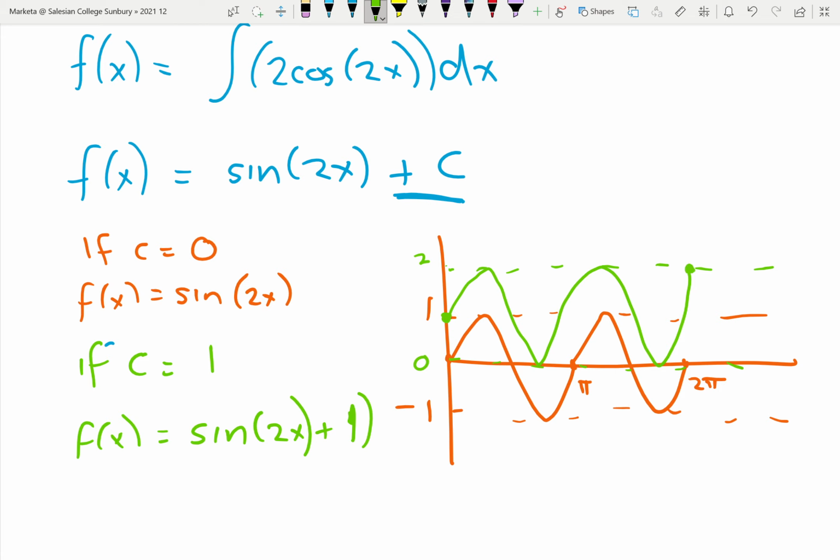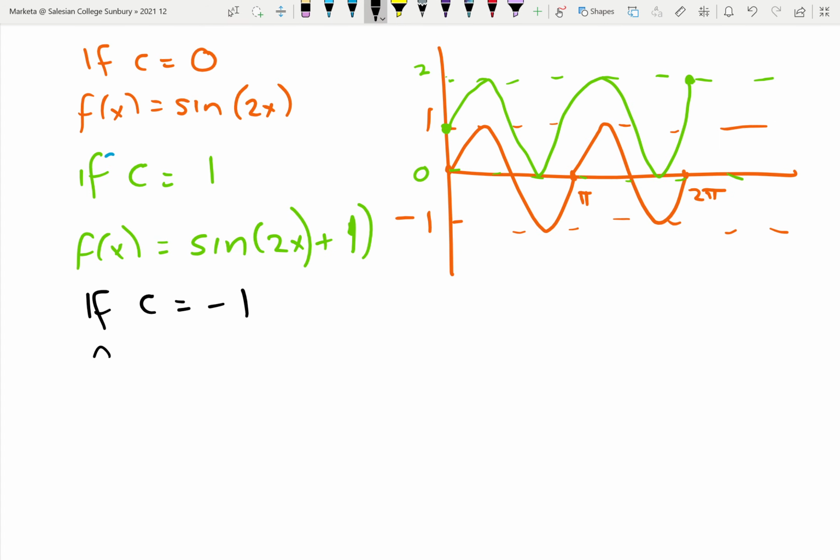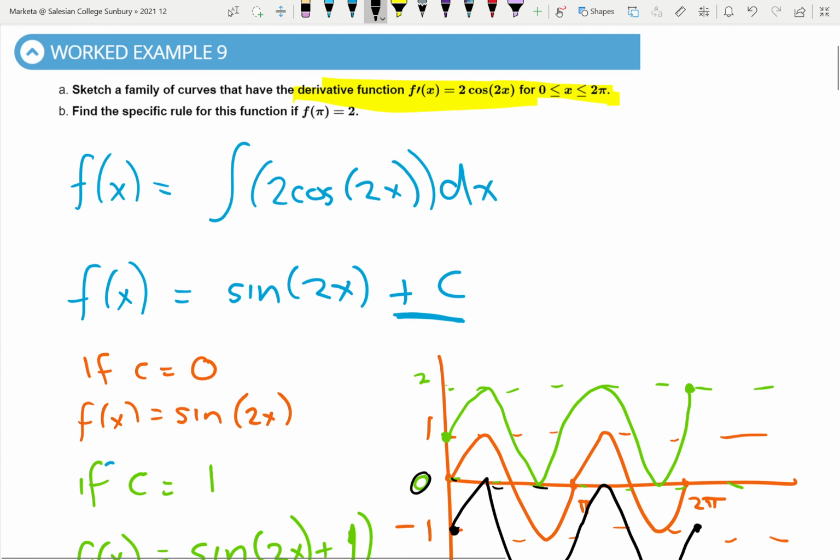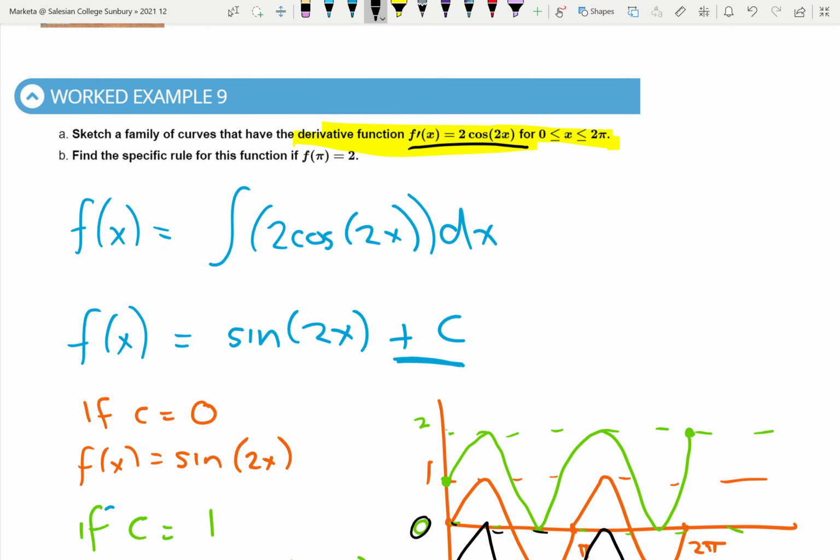And let's just do one more for good luck. So let's say if c equals negative 1. Really you can do anything, but I'm just choosing 1 and negative 1 because they seem like quite easy values to do. So if c is negative 1, it's going to be going down by 1 unit. So this time, and we've got, so like that. So that would be a family of curves for when our derivative function is 2 cos 2x.